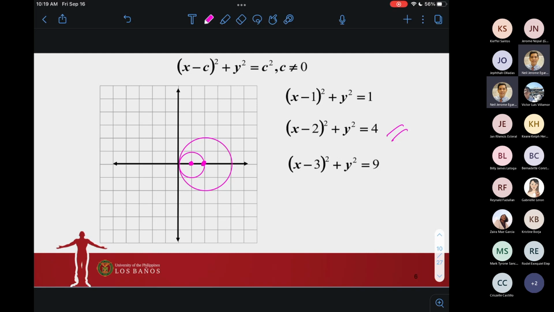Okay, and then the third one, the center is at (3, 0). That's the center. The radius is 3. So that means it should be this big. Oops. Yan, kunwari sakto. All right. So basically, pwede pa pala natin itong i-describe to be the set of circles which are tangent to the y-axis, right? Kasi ganun yung nagiging itsura niya. All right? So if you want more members of the family, you give specific values for the parameter C.